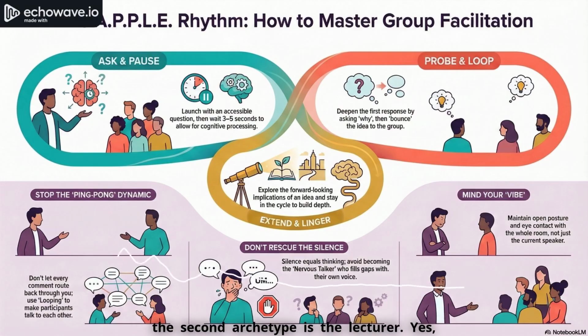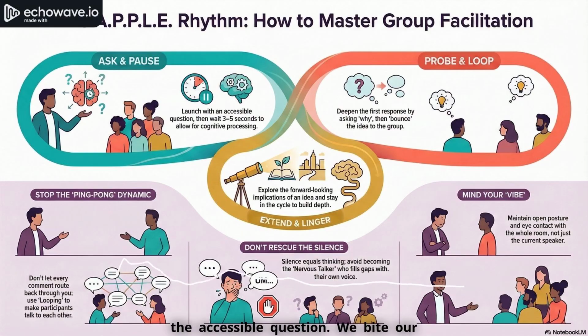Right. And the second archetype is the lecturer. Yes, the lecturer. This is the facilitator who asks a question, waits a beat, and then just provides the answer themselves. Which is so frustrating as a participant. It is, because when you do that, you are actively training your audience to be passive. You're teaching them that if they just hold out long enough, you'll do the heavy lifting for them. It ceases to be a discussion and basically becomes a speech with intermittent pop quizzes. Exactly. So forcing yourself to endure that 5-second pause forces the group to take ownership of the silence.